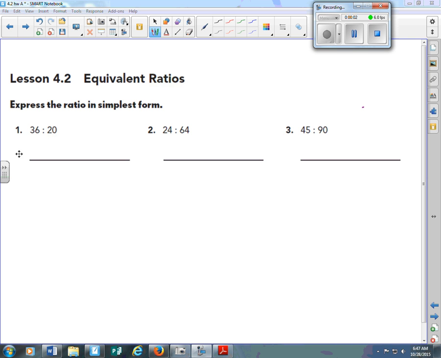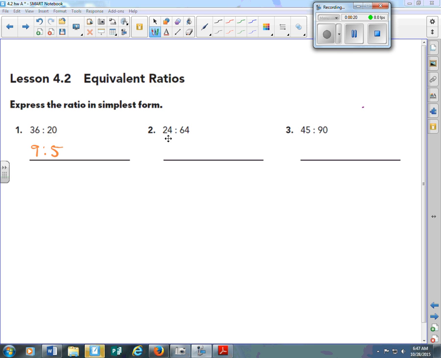This is the second part of the homework, but again, we're trying to find the ratios in simplest form. It says express the ratio in simplest form. We need to figure out a number that goes into both 36 and 20, and I would divide both by 4. That gives us 9 to 5.